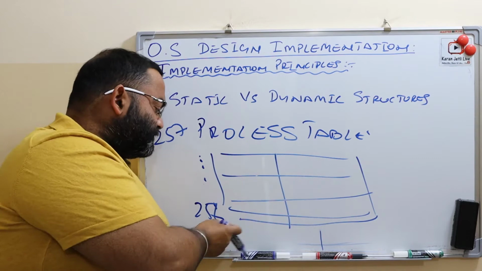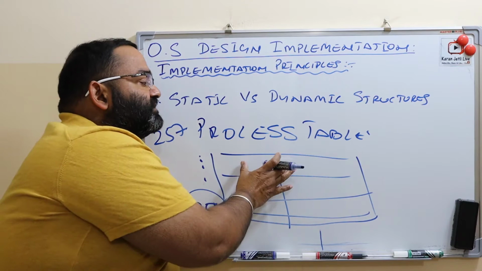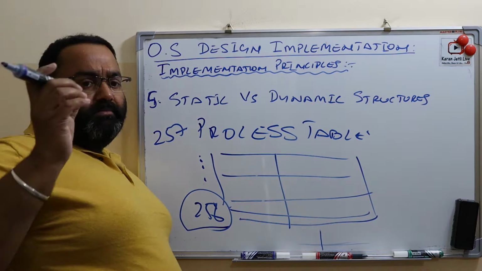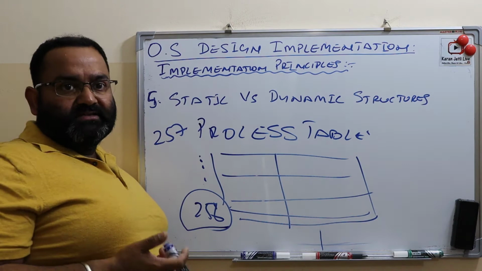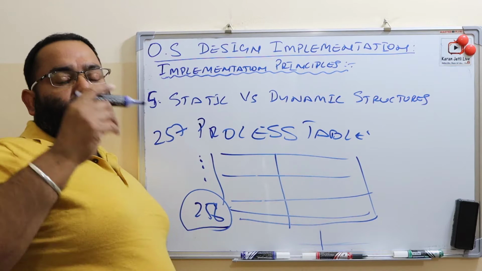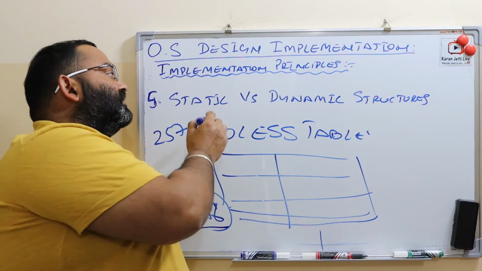So what is this? This is a static structure. It is easy to implement, but because of its fixed size, it is not dynamic. All the entries are already full, so when you try to create another entry, it will fail. So this is the static structure.